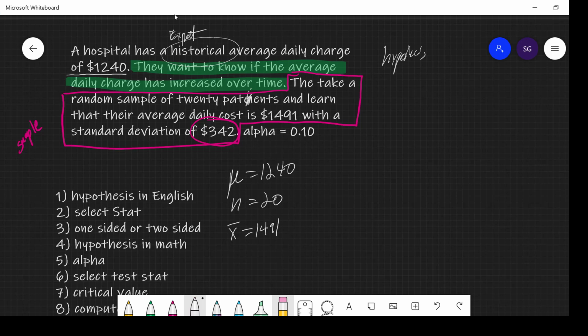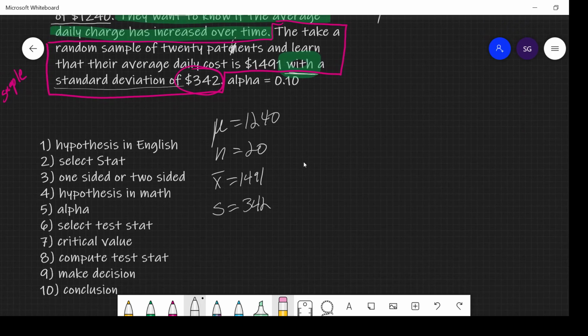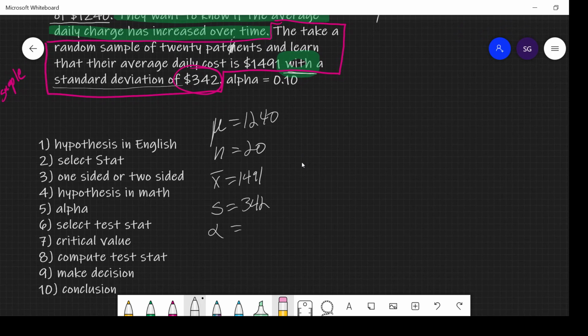With a standard deviation of 342. Now, is that going to be the standard deviation for the population or for the sample? The word "with" here tells me that the standard deviation is derived from the sample. So that's going to be an S, 342. Alpha is 0.10. And you can already see that we're going in a particular direction, that the degrees of freedom is going to be n minus 1, which is going to be 19.